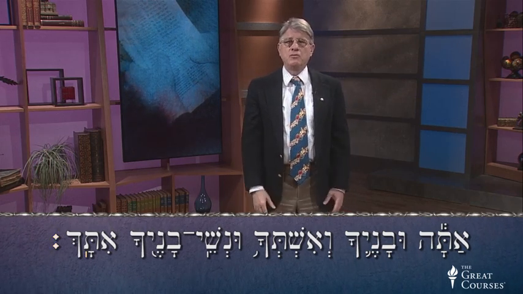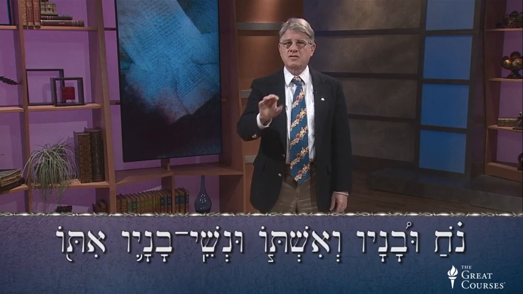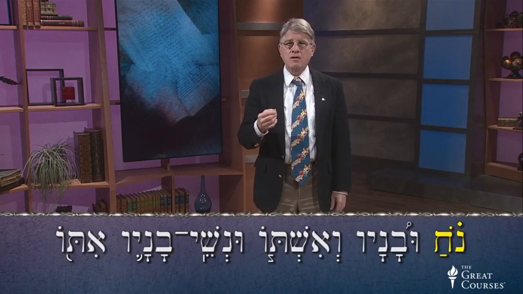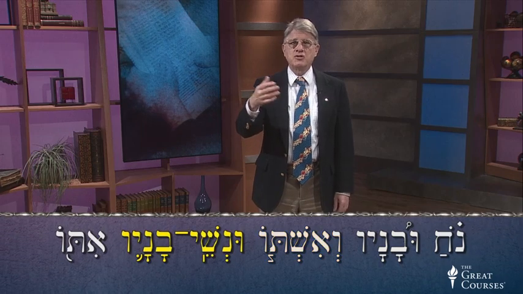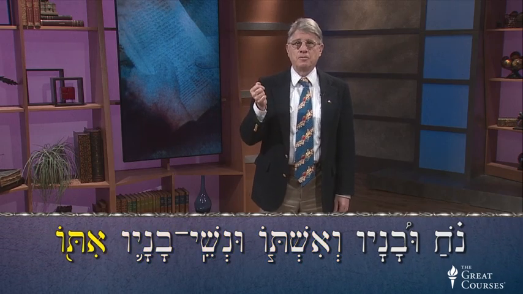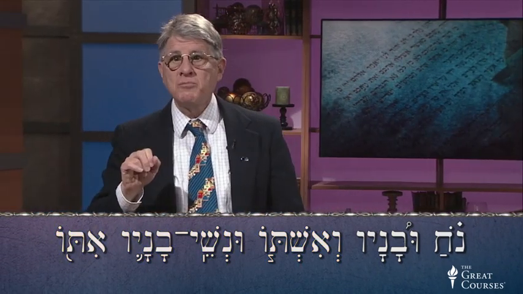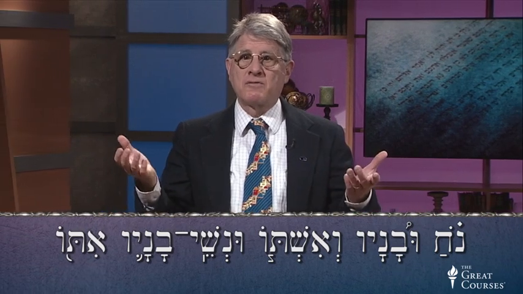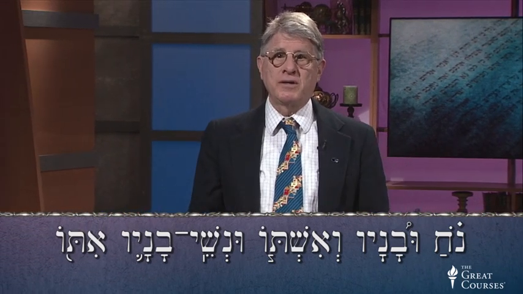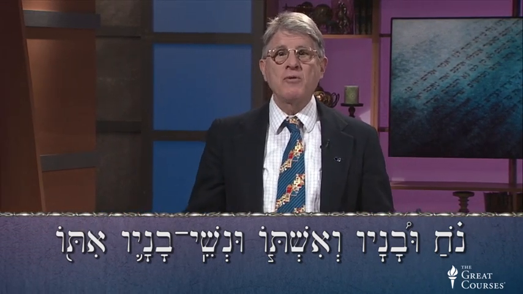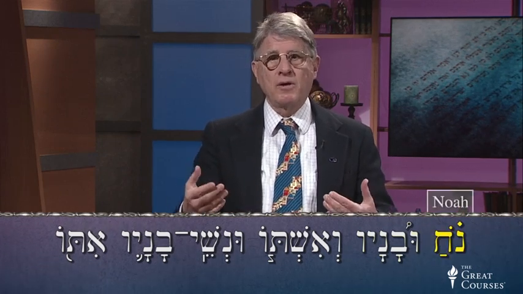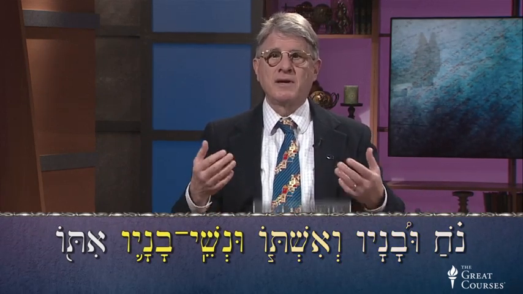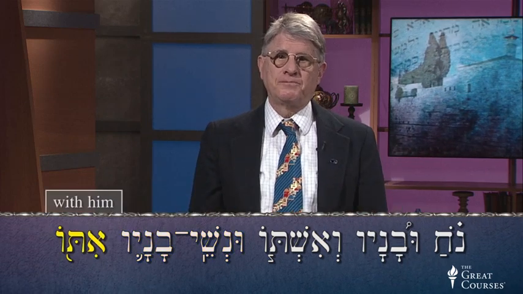And what did they do? Who went into the ark? Genesis 7:7. Noach, uvanav, ve'ishto, uneshevanav, ito. All the same people, except that now instead of God talking to Noah in the second person, it's the narrator talking about Noah in the third person. Noah and his sons and his wife and his sons' wives with him.